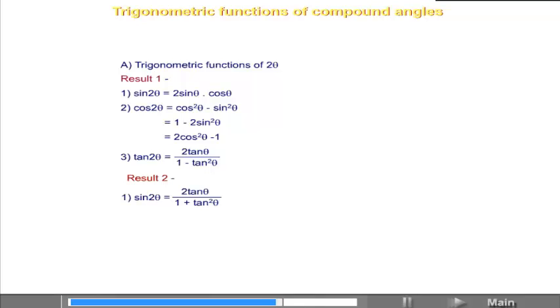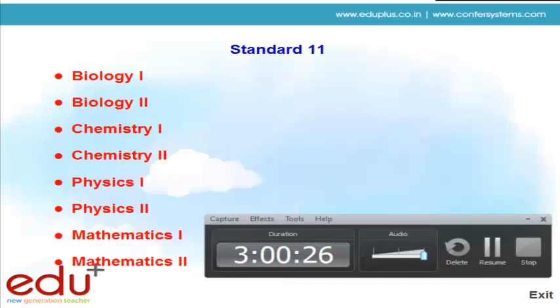Result 2. Sin 2 theta is equal to 2 tan theta upon 1 plus tan square theta. Cos 2 theta is equal to 1 minus tan square theta upon 1 plus tan square theta.